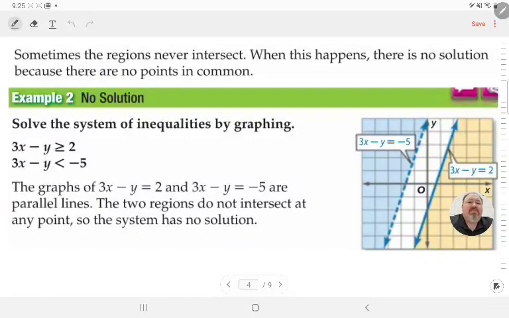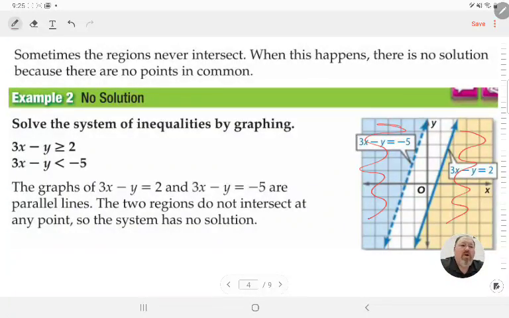All right. So sometimes the regions never intersect. When this happens, there is no solution because there are no points in common. So for example, solve the system of inequalities by graphing. We have 3x minus y is greater than or equal to 2. And then we have 3x minus y is less than negative 5. So you see when these are graphed, you have this area and you have this area. So nowhere do they overlap. So if they do not overlap, that would be considered no solution.